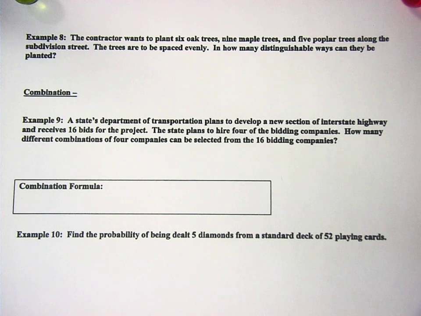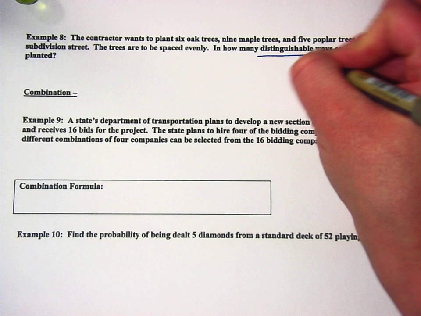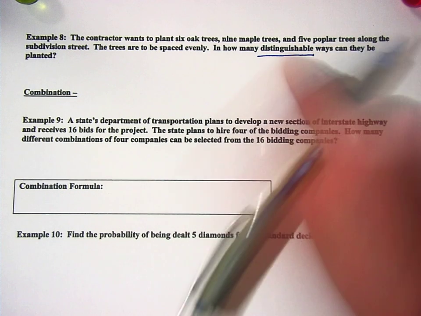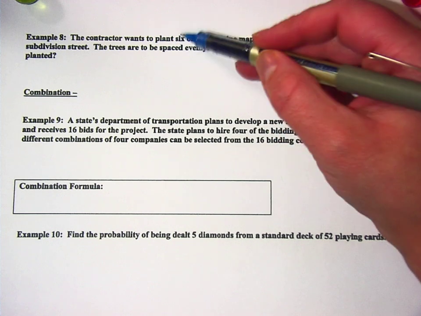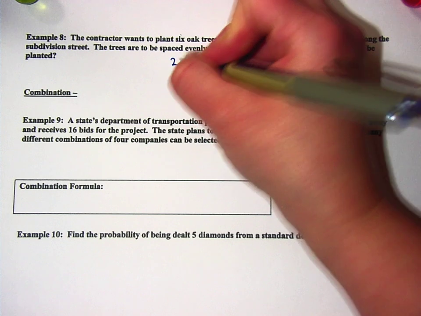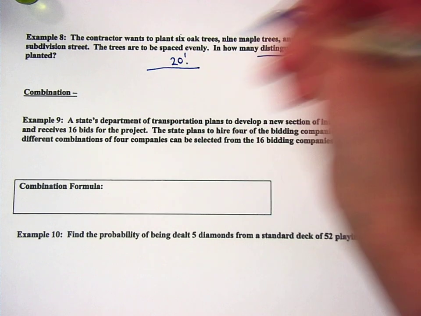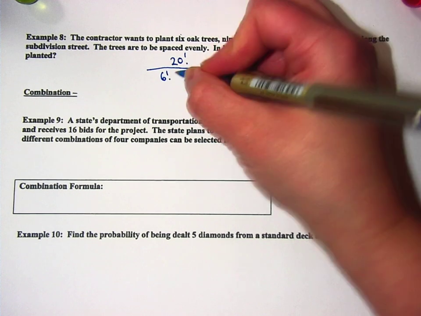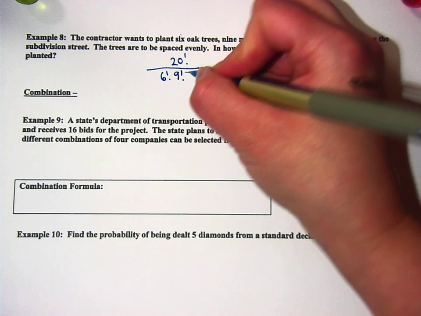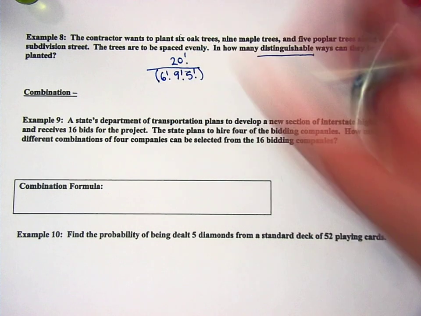All right, so the contractor, I'm assuming you paused. If you didn't pause, pause. Contractor wants to plant 6 oak trees, 9 maple trees, and 5 poplar trees among the subdivision street. The trees are to be spaced evenly, and how many distinguishable ways can they be planted? These problems are really obvious because they have literally the word distinguishable in them. So 6 plus 9 plus 5, that is what? 15, 20. 20 factorial on top, divided by all the different kinds. We've got 6 oak trees and 9 maple trees and 5 poplar trees, and then you got to make sure to put parentheses around those.